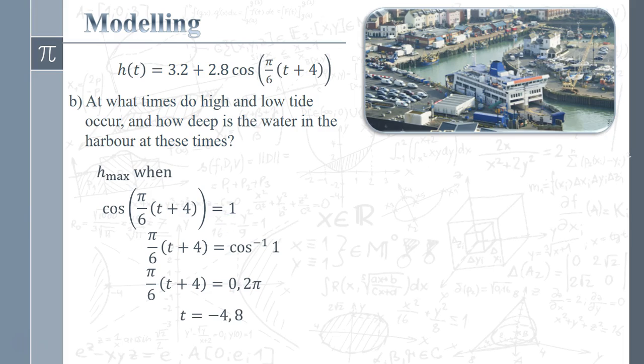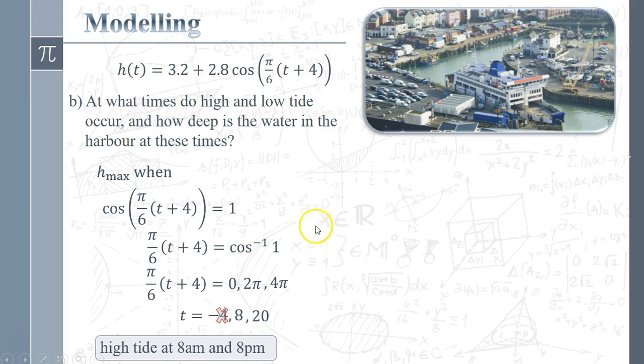We've just got to tidy that up now, and we end up with those two values. The problem we've got there is that we've got t equals minus 4, which clearly can't exist. So what we've got to do is keep going and replace that with the next value. 4 pi would be the next point, and that gives us t equals 8 and t equals 20. When you write the answers to at what times do high and low tide occur, please make sure you put your answer in the context of the question. The time it occurs is going to be 8 a.m. or 8 p.m., because t is how many hours after midnight. So let's translate it back into time.